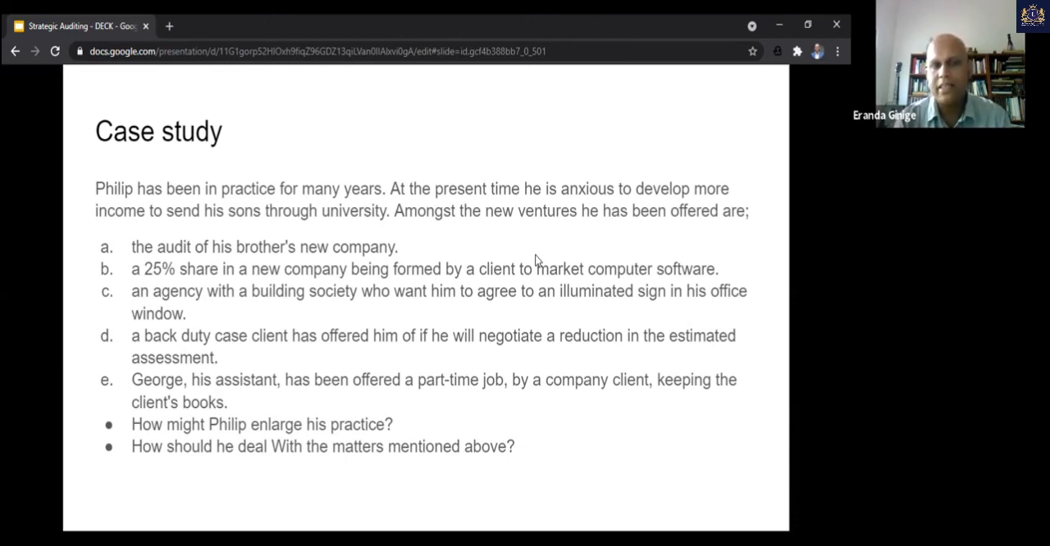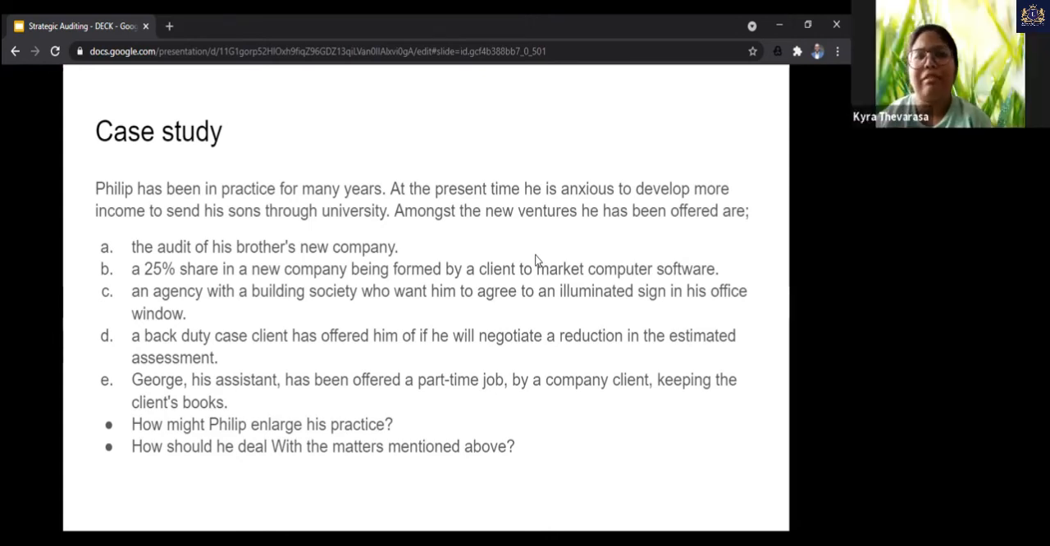But what about this one? An agency with a building society who want him to agree to an illuminated sign in his office window. So he has his office window, and the building society's sign will be on his office window.